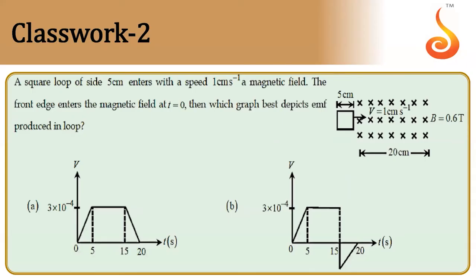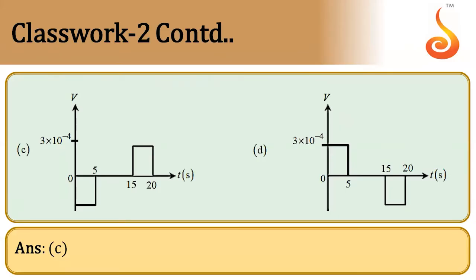See the next question. A square loop of side 5 centimeter enters with the speed of 1 centimeter per second in a magnetic field. The front edge enters the magnetic field at t equal to 0. Which graph best depicts the EMF produced in the loop? Okay, so when it is entering, a constant induced EMF will be produced, and when it is leaving, the induced EMF suddenly falls down. So similar graph.